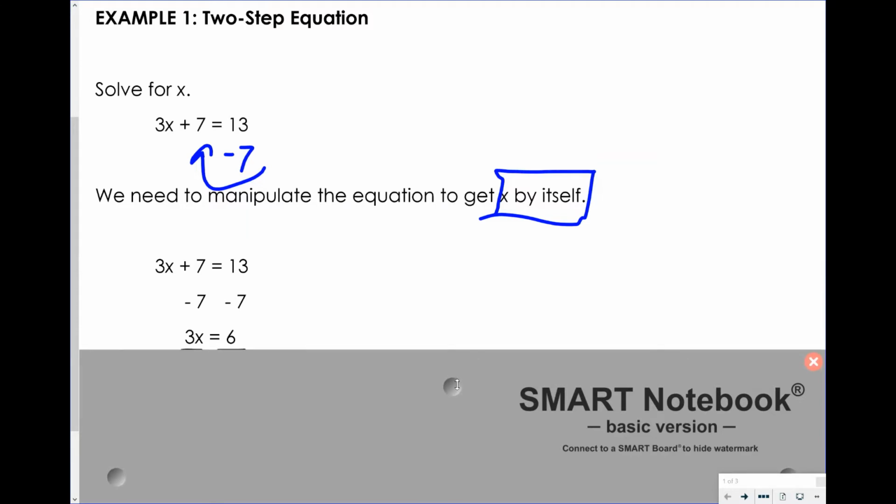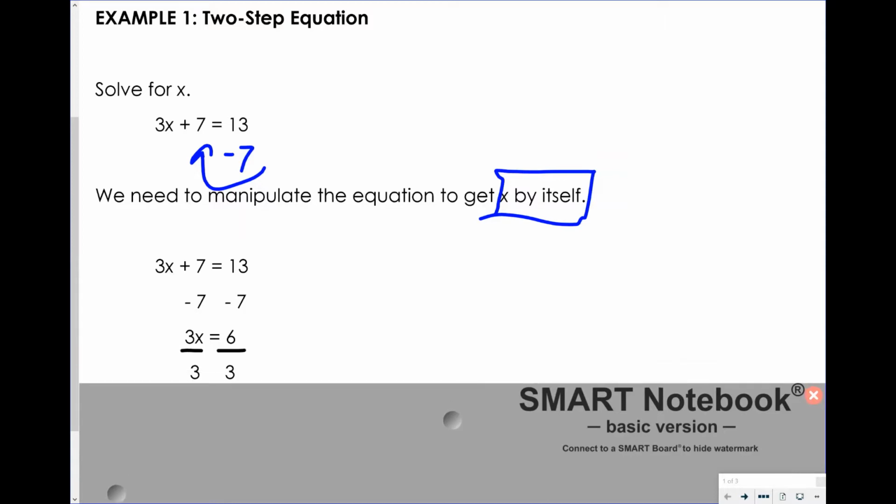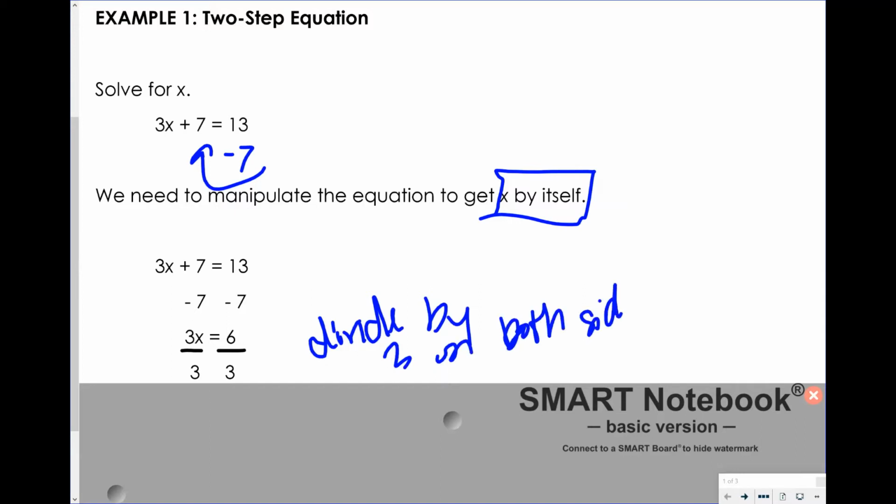Now, to get x by itself, we need to divide by 3 on both sides. Let me write that. Divide by 3 on both sides. Sorry, you guys, my handwriting is terrible this morning. You have to do it on both sides. Whatever you do to one side, you need to do to the other.